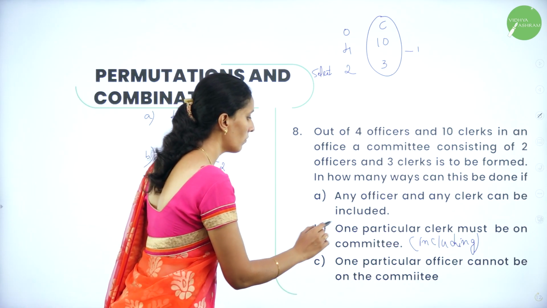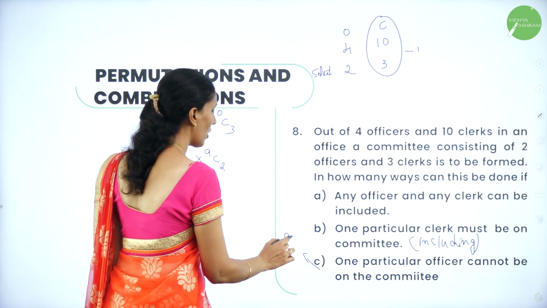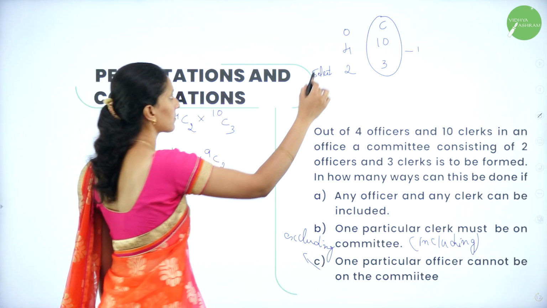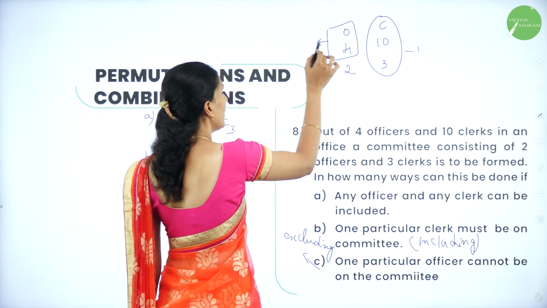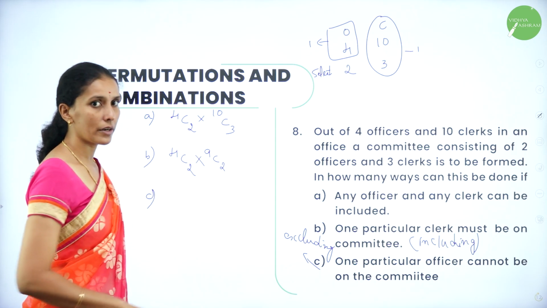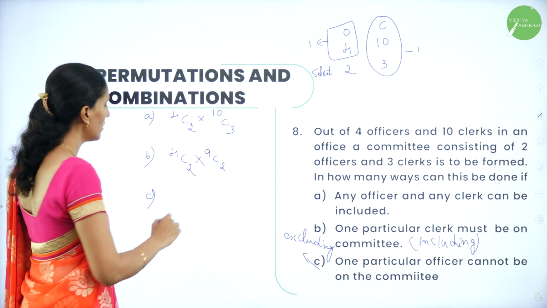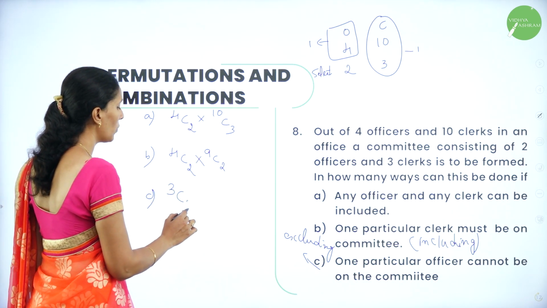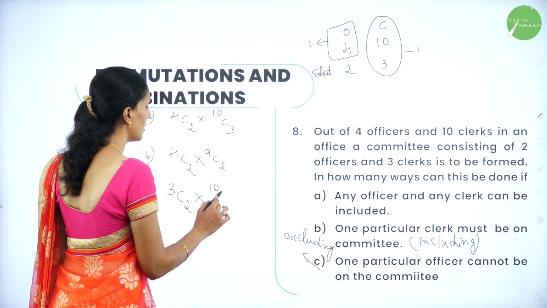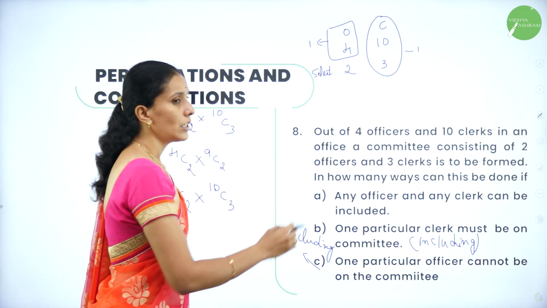Moving on to the third question, one particular officer cannot be on the committee. Cannot be on the committee means here we are talking about excluding. So when it comes to excluding, you have to remove only from the total number, and we have to select the remaining persons from the remaining number. So we are removing 1 officer from 4 officers. So we are left with 3 officers, where 2 officers must be chosen, and the clerks will be the same, that is 10C3. So these are the ways to calculate the given question.